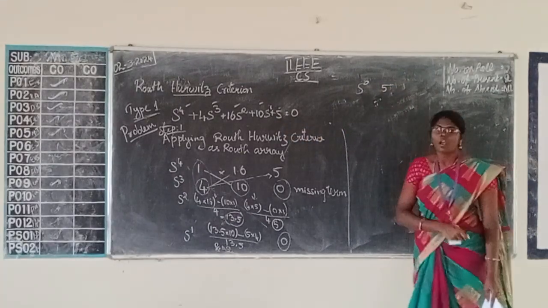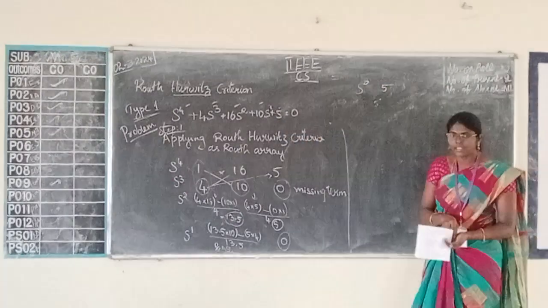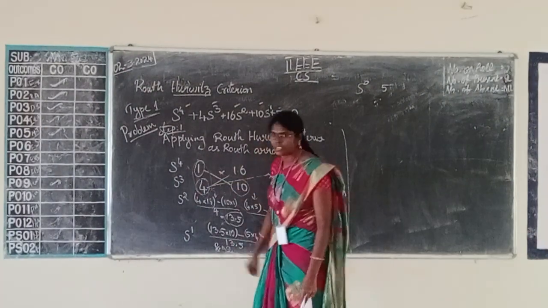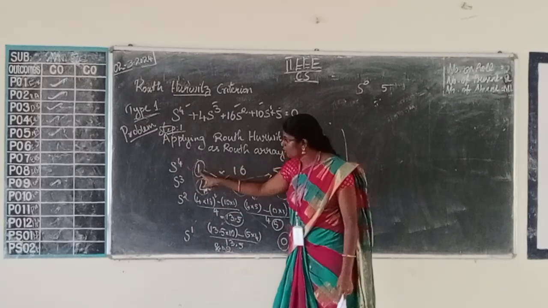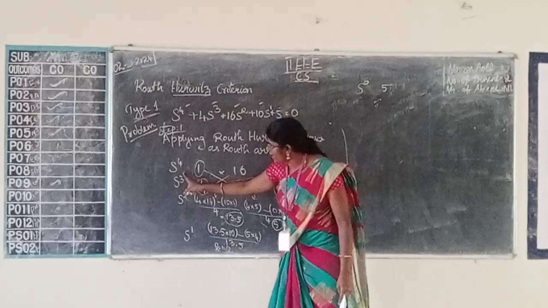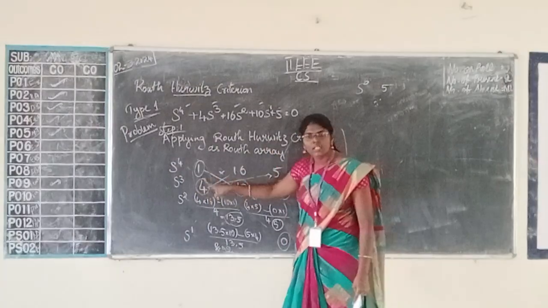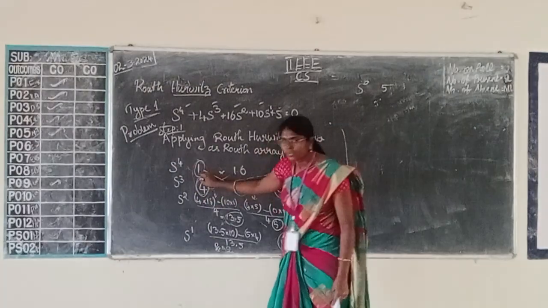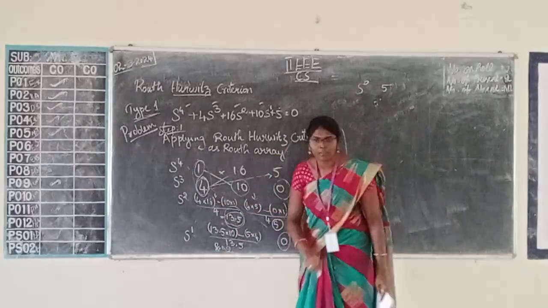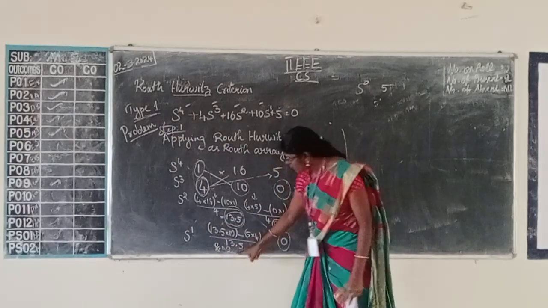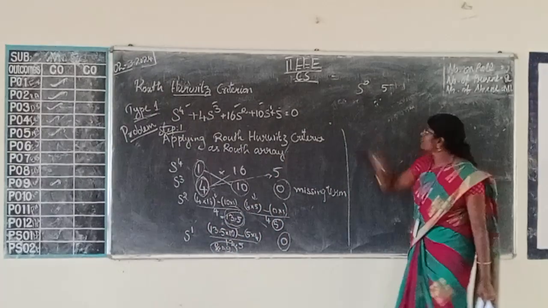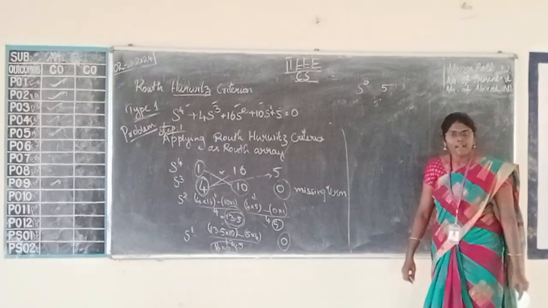This 5. To determine the stability, you have to look at all the first terms. What is the s power 4 coefficient, first term? It is positive, plus 1. What is the s cube coefficient, first term? It is also positive, plus 4. Next, the s square term is also positive, that is 13.5. Next, the s power 1 term is also positive, that is 8.52. Next, s power 0 is also positive, that is 5.